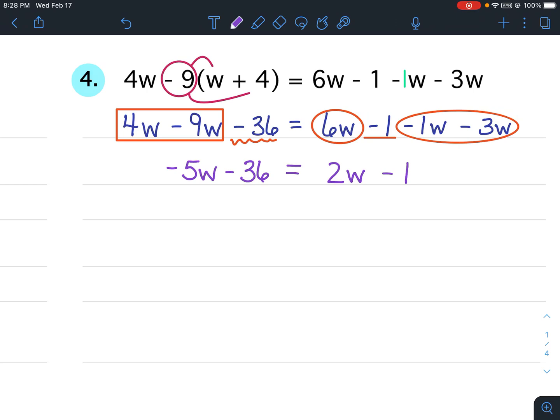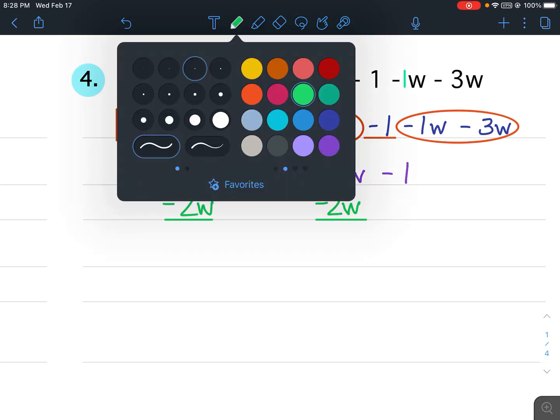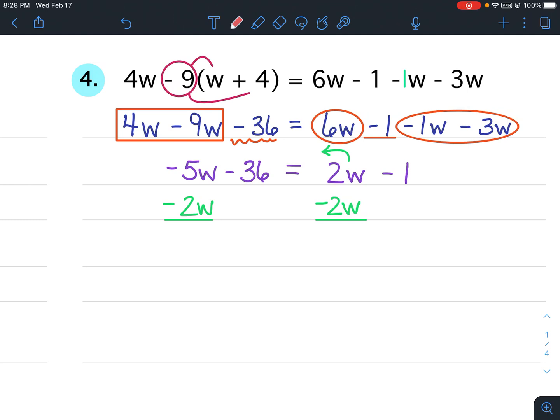So we did step 1, which was the distributive property. Then we did step 2, which is combining like terms. Now it's step 3, where we take our variables to one side and our constant terms to the other side. So I'm going to take this variable term to the left. Since it is a positive 2w, the inverse would be to make it a negative 2w. Then, because I brought my variable term to the left, I need to take my constant term to the right. Since it is a -36, the inverse would be to make it positive 36.